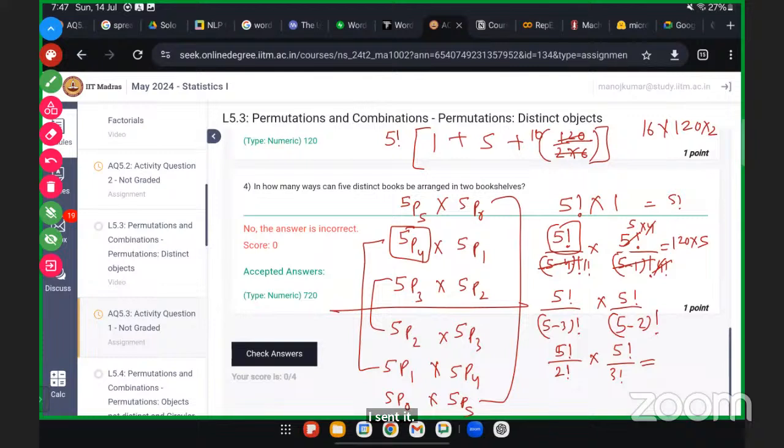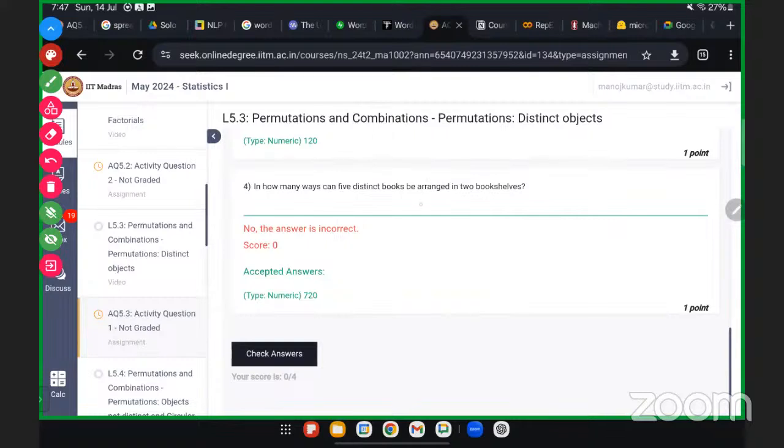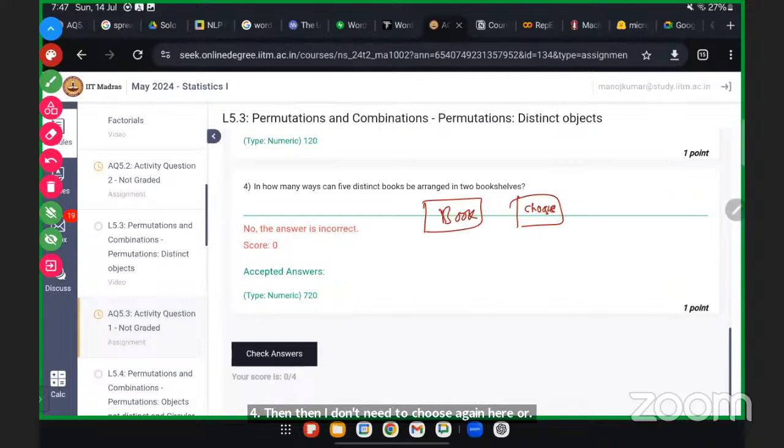Sir, in one case, if we take 5P5, then in another shelf we do not have any book to arrange. I think what I must do is, we have 2 bookshelves. Here, if I choose 4 books, then I don't need to choose again here or do anything. I just need to arrange them. I think that's how it goes.